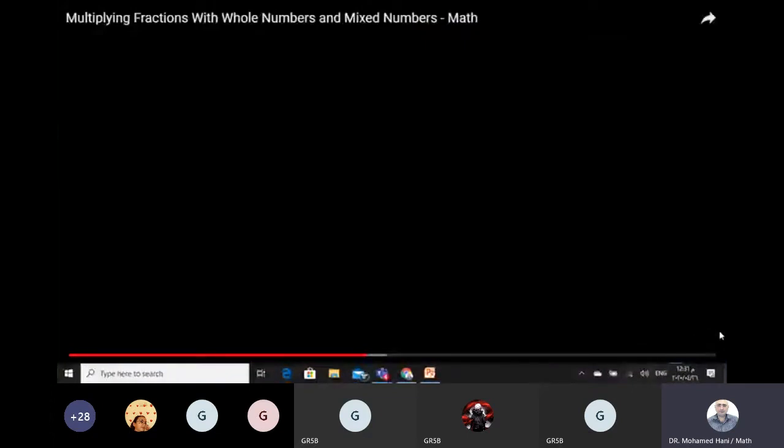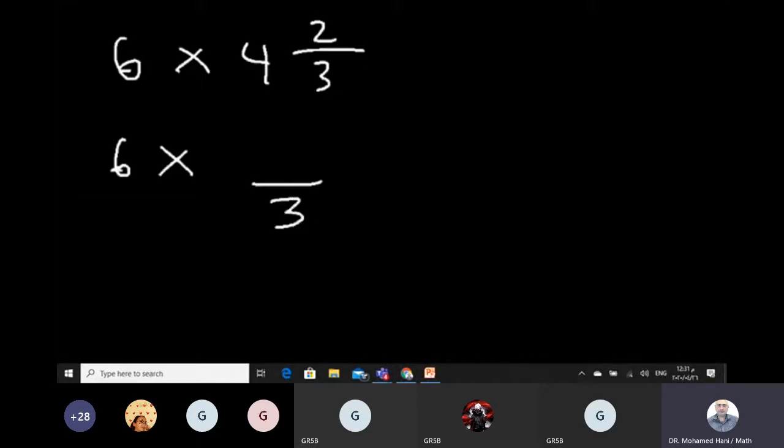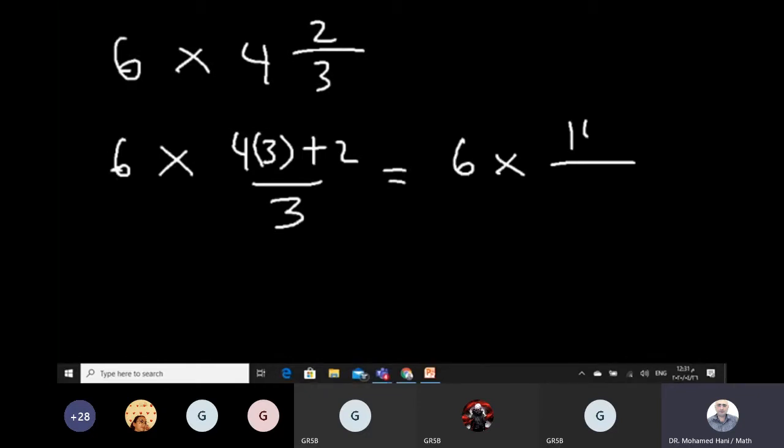Let's work on some more examples. What is 6 multiplied by 4 and 2/3? So let's convert it into an improper fraction. So let's keep the denominator the same. Let's multiply 4 by 3, and let's add 2 to it. So 4 times 3 is 12. 12 plus 2 is 14. So this is what we now have.